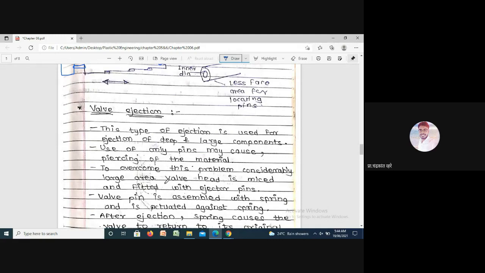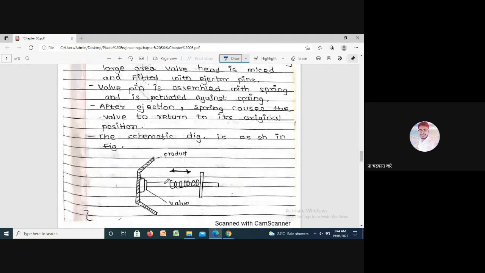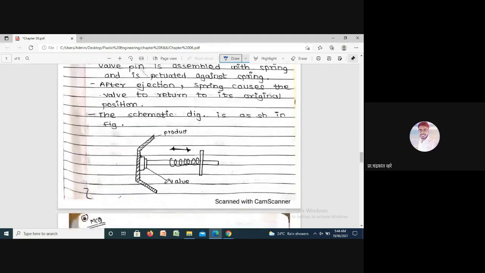This is also very important. You can pause the video, and if you want to draw the diagram once again, you can draw it, no problem. Give the heading valve ejection, and if you want to draw this diagram, take 1 minute and you can draw it. Then we'll go to the next point.